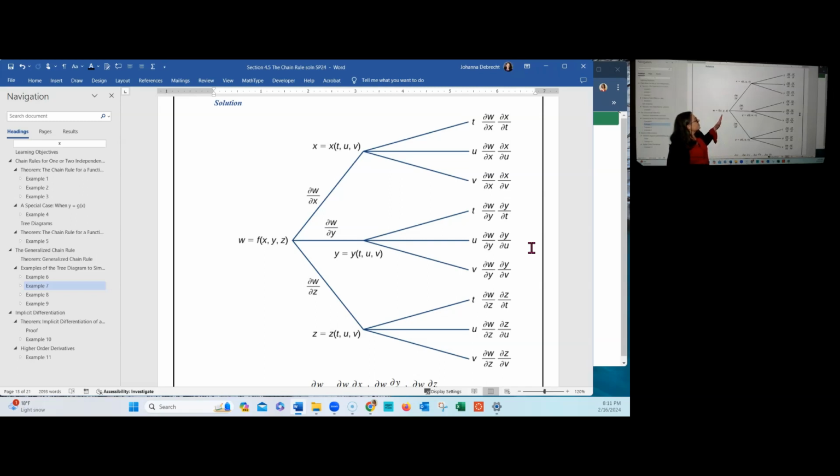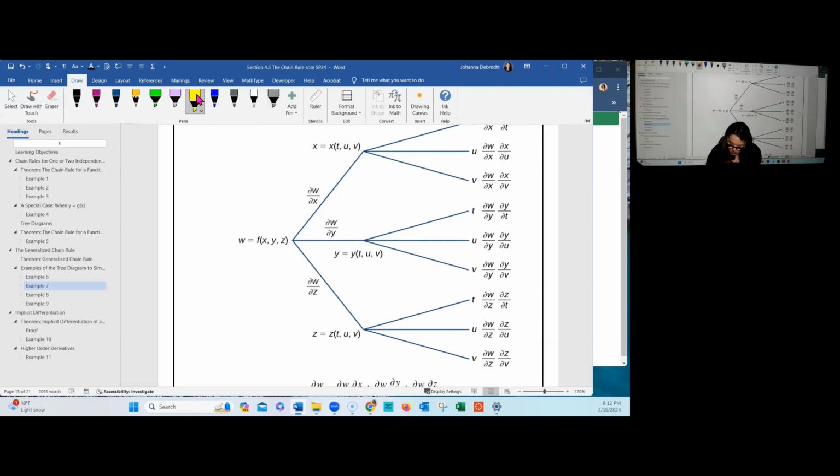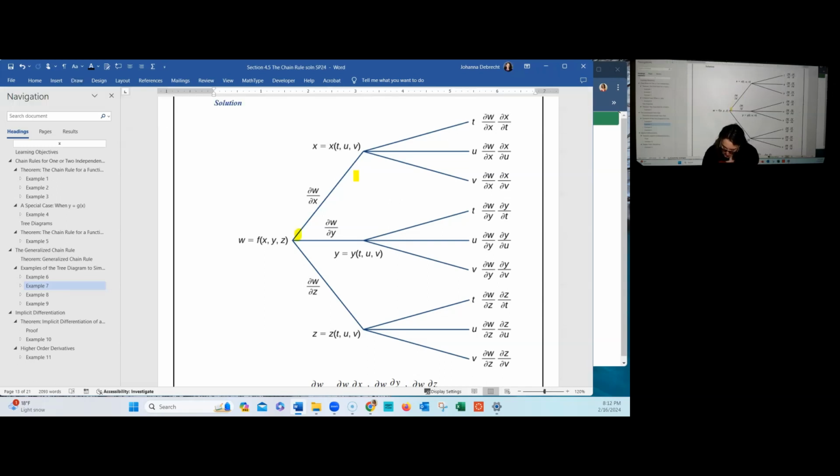In order to find the partial derivative with respect to T, what we want to do is go ahead and follow the yellow pathways that we see here. We'll take the partial of W with respect to X and the partial of X with respect to T, plus the partial of W with respect to Y times the partial of Y with respect to T, plus the partial of W with respect to Z times the partial of Z with respect to T.